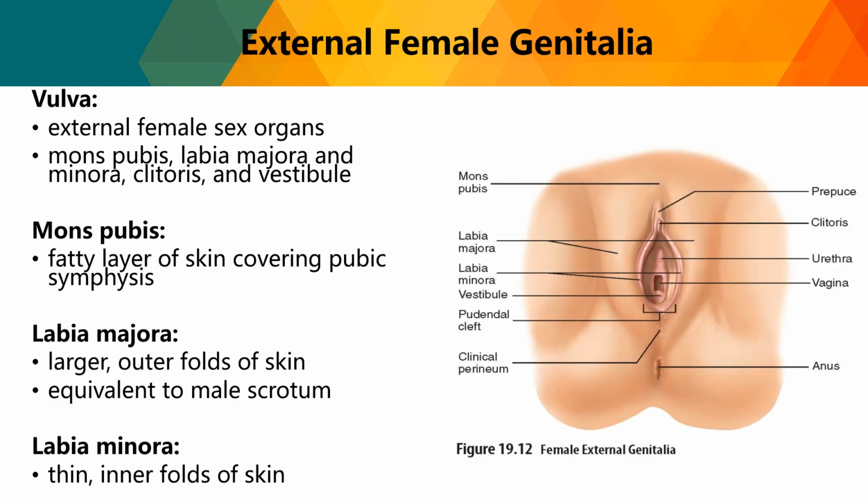So for the external female genitalia, we have the vulva. So the vulva is the external female sex organs. It contains the mons pubis, labia majora, minora, and then the clitoris and the vestibule. So in here, the mons pubis is actually the fatty layer of the skin covering the pubic symphysis. You have the labia majora. Okay, the labia majora is the larger outer folds of the skin, equivalent to the male scrotum. And then the labia minora here, which is the thin inner folds of the skin.